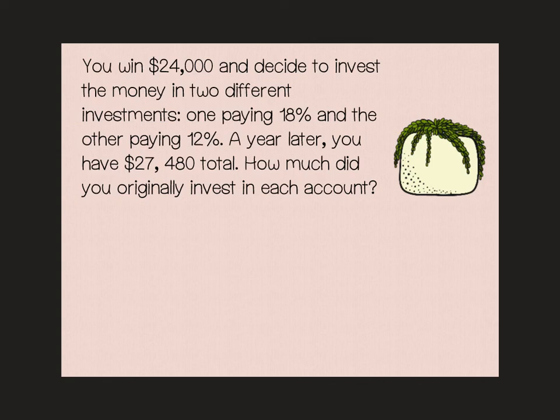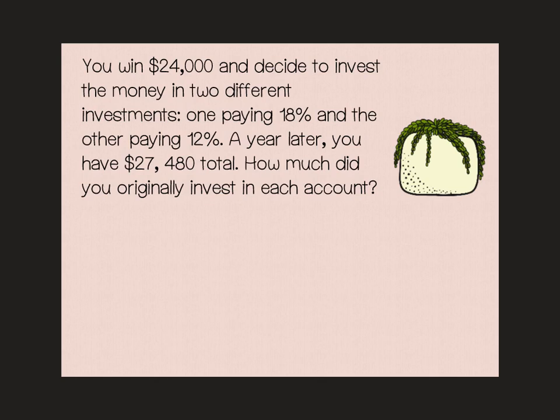The second interest problem says you win $24,000 and decide to invest your money into two different investments, one paying 18% and the other paying 12%. A year later, you have $27,480 total. How much did you invest in each account?